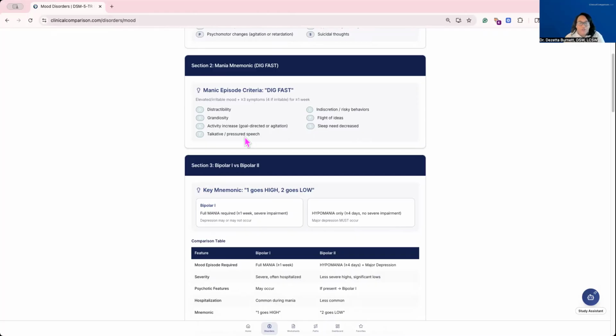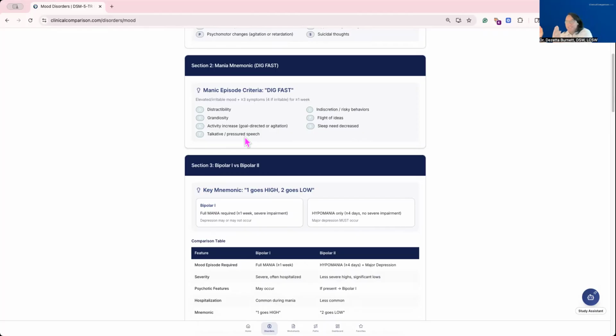For bipolar two, you go low, meaning depression is the main problem. This person has hypomania, which is less severe elevated mood, plus major depression. With bipolar one, the mania is 1 week or more with severe impairment. Often the person is hospitalized, and there can be psychotic features. With bipolar two, hypomania lasts 4 days, but there's no severe impairment, it's less likely the person is hospitalized, and normally there are no psychotic features.